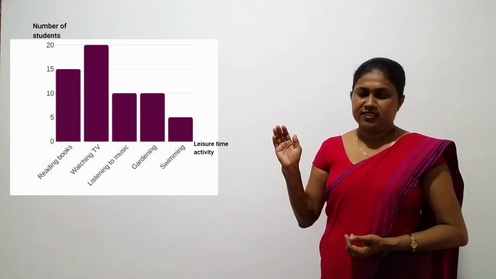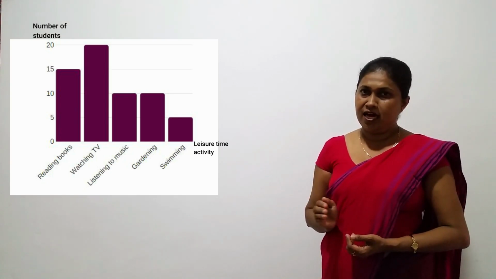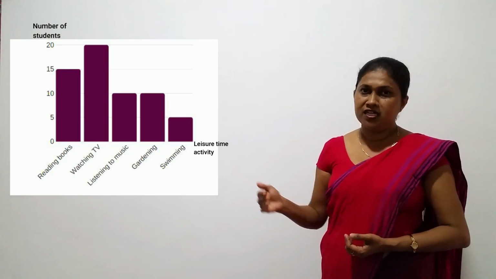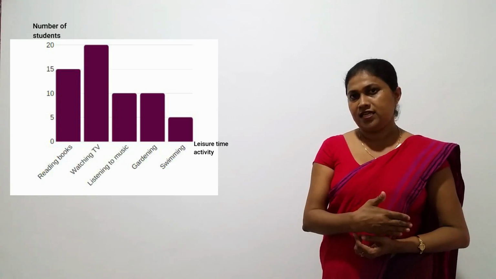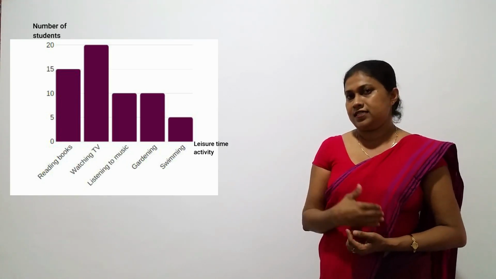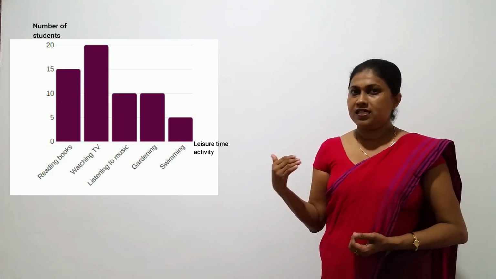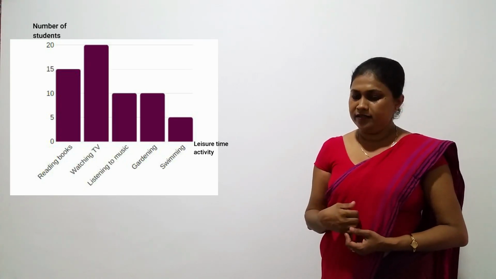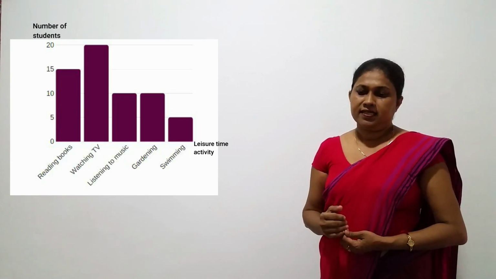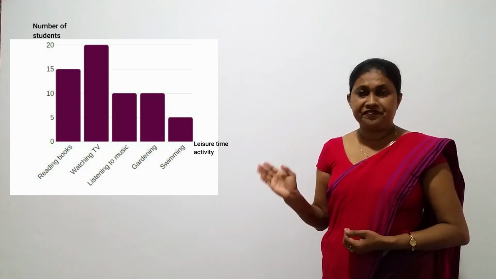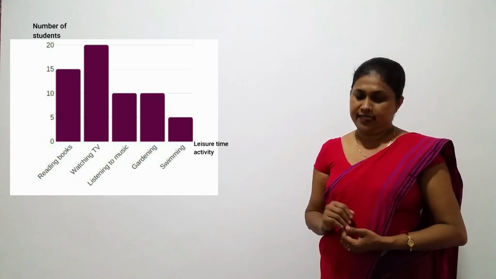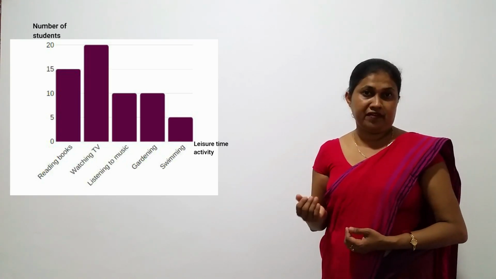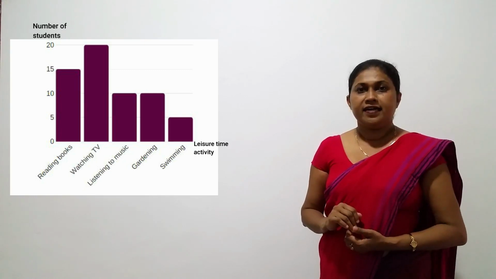Then you can see there are several leisure time activities. On this side you can see the number of students, and on this side you can see the leisure time activities. Then what are the leisure time activities? Let's see what are the leisure time activities described in this graph. The first one, reading books. There are 15 students who like reading books. Then you have watching television, one of your most favorite activities.